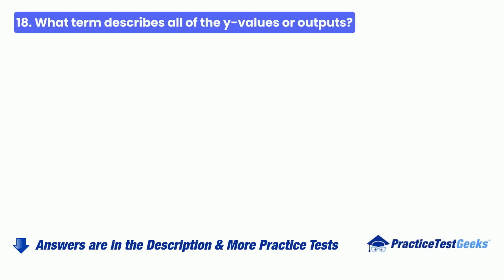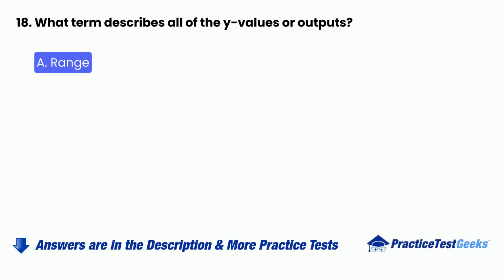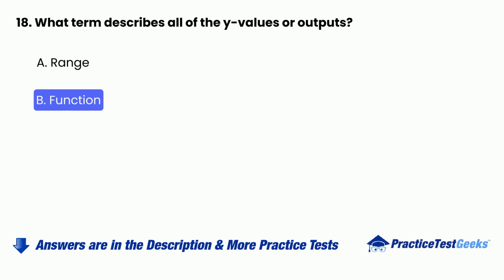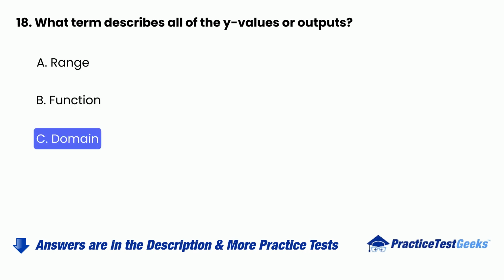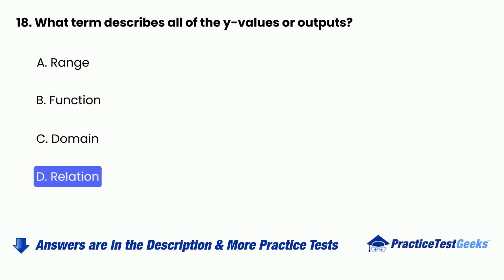18. What term describes all of the y values or outputs? A. Range. B. Function. C. Domain. D. Relation.